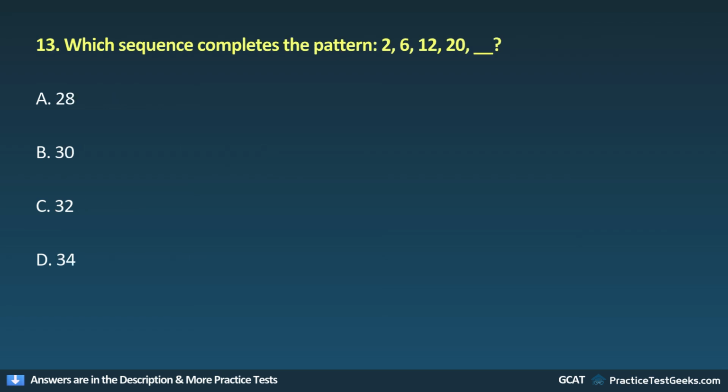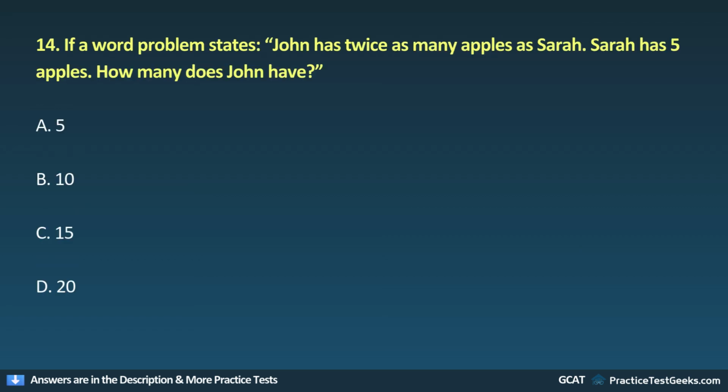13. Which number completes the pattern 2, 6, 12, 20? A. 28. B. 30. C. 32. D. 34.